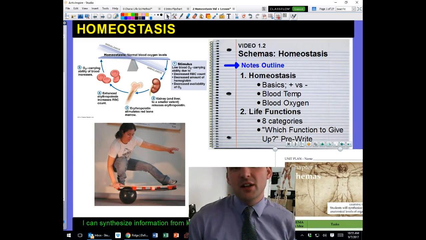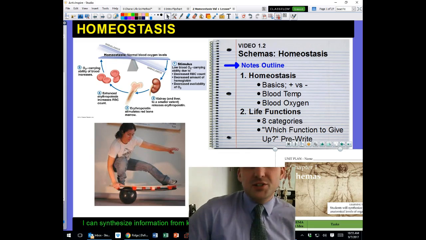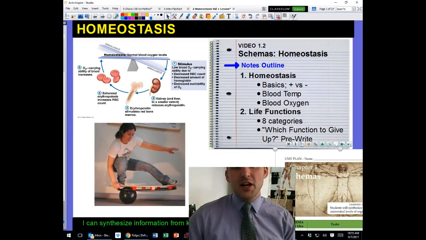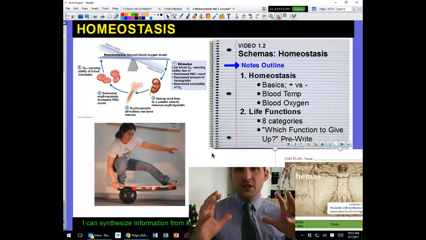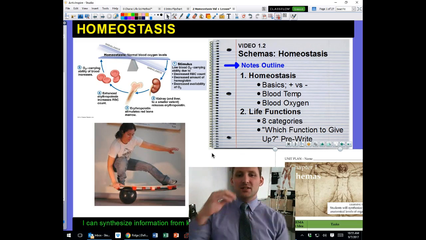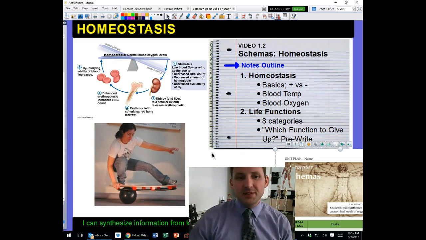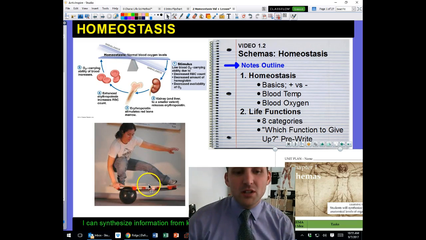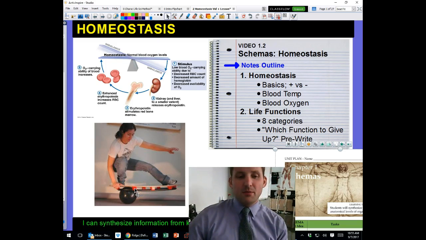Homeostasis you've probably heard about in biology before. We'll get to SCRIPT if you've been taught SCRIPT, but basically homeostasis means balance, proper balance inside your body. So that's why I have this picture of this bongo board that I grew up with. My dad bought my brother and I a bongo board, and I'll do a demonstration with that on Monday.